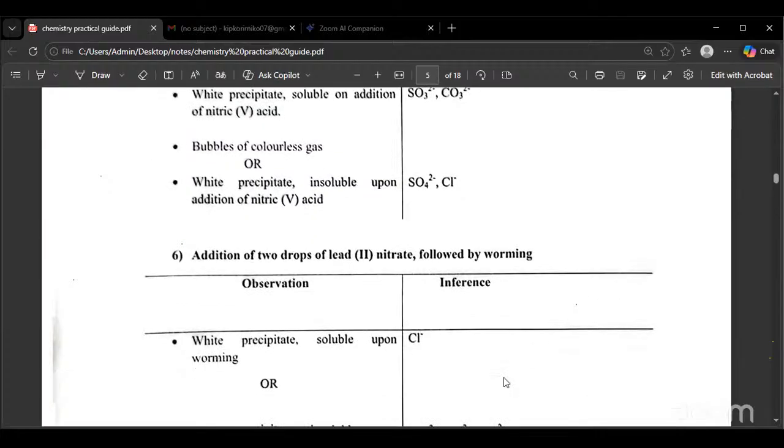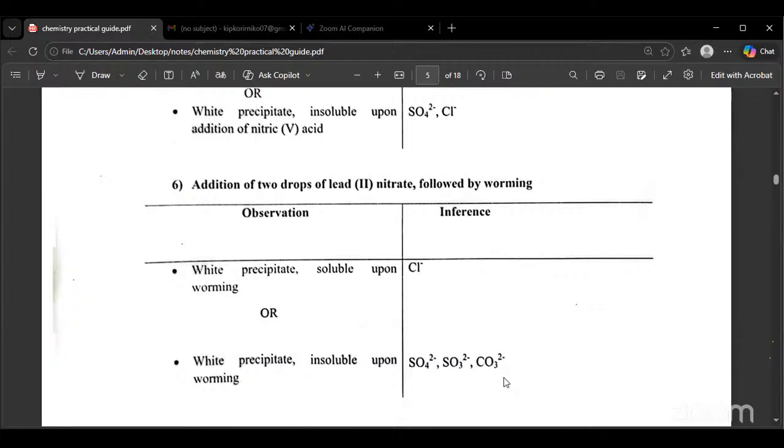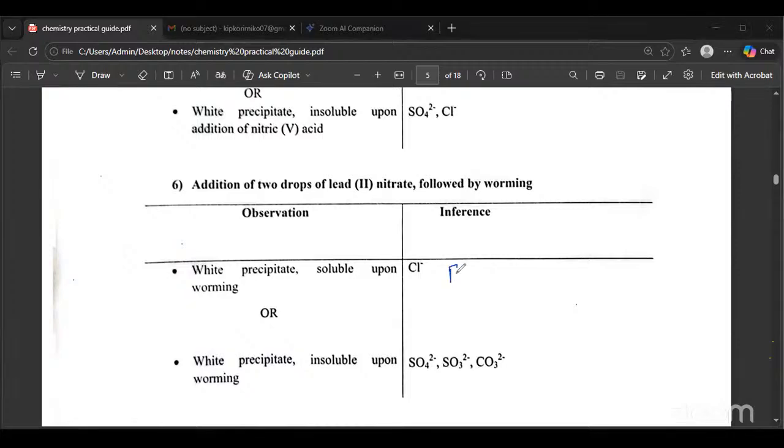Now, a white precipitate which is soluble on warming is chloride ions. Now, what about if it is insoluble? Okay, warm. So we have sulfates, sulfites, carbonates present. As I said, you write two, you should remember around 2 of them. So this one is present. So if you warm and it dissolves, I want you to remember that lead chloride is insoluble in cold water, but it is soluble in warm water.